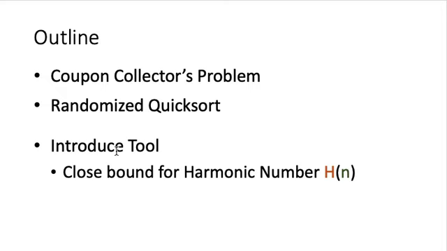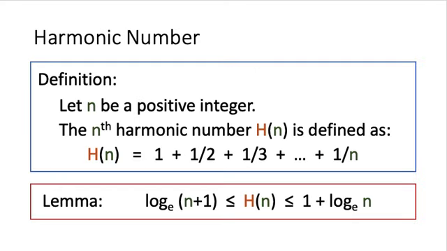But before that, we will revisit the harmonic number, and then we will give a closed bound for the harmonic number. So let's start with the first part. So what is the harmonic number? We let n be a certain positive integer. Then we can define the nth harmonic number.